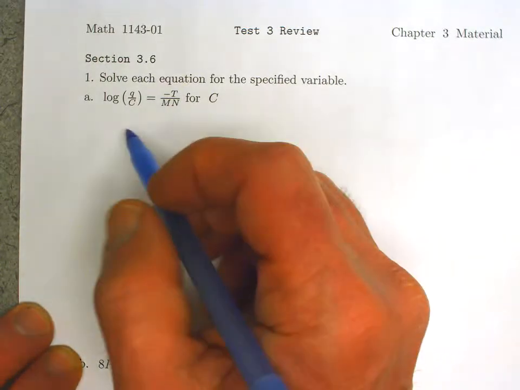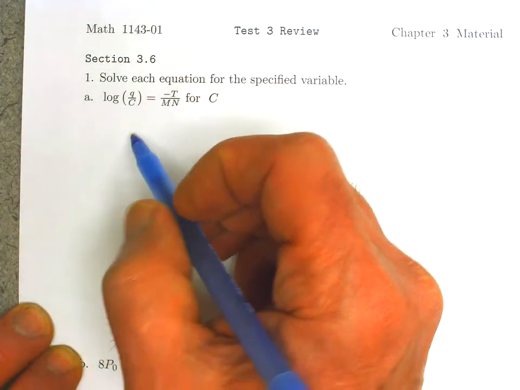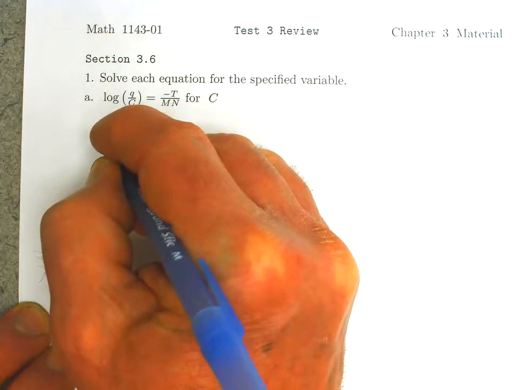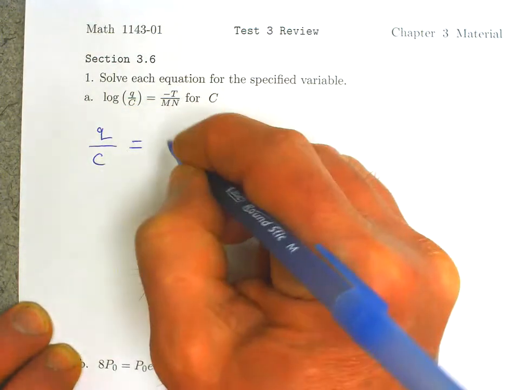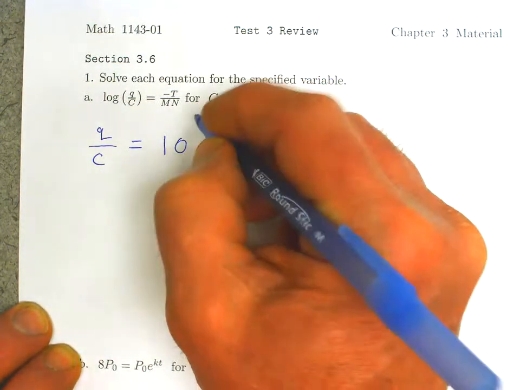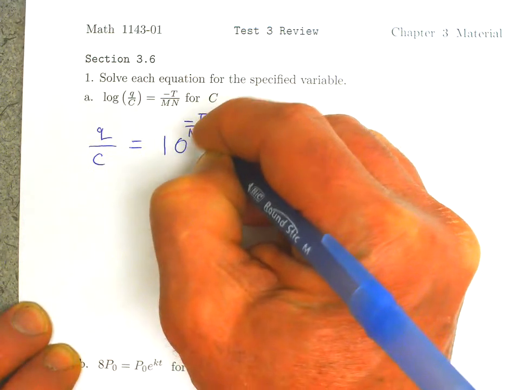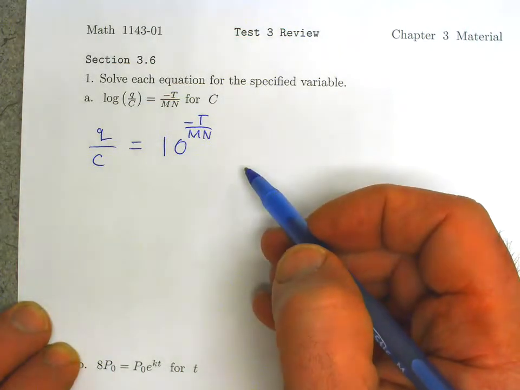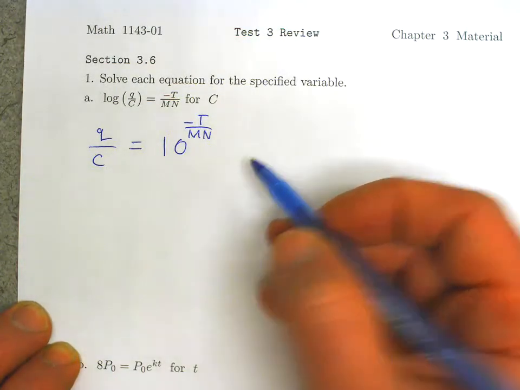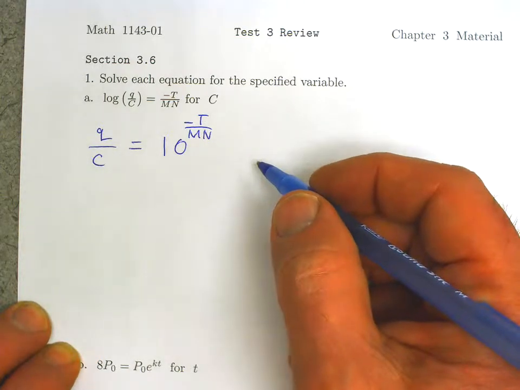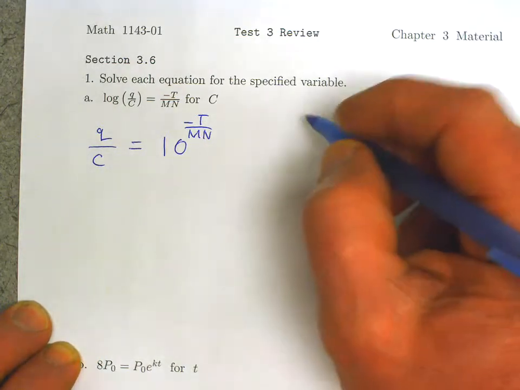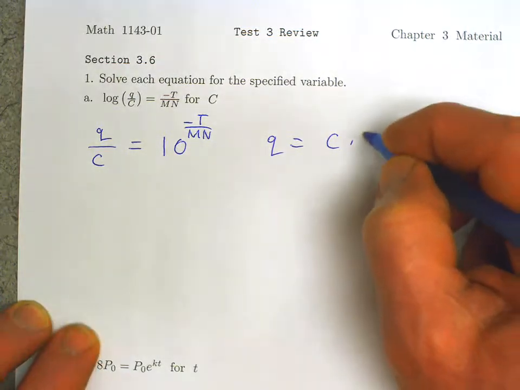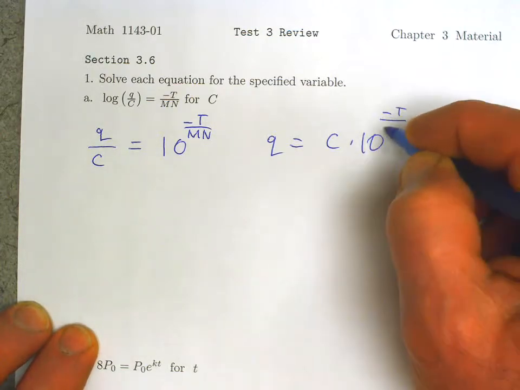So we can start by converting this logarithmic equation to an exponential equation with base 10. So the argument q over capital C is equal to the base number 10 raised to the exponent negative t over mn. Then we have a couple of ways to go about it. So I'll just start by multiplying both sides by c. So we get q equals c times 10 to the negative t over mn.